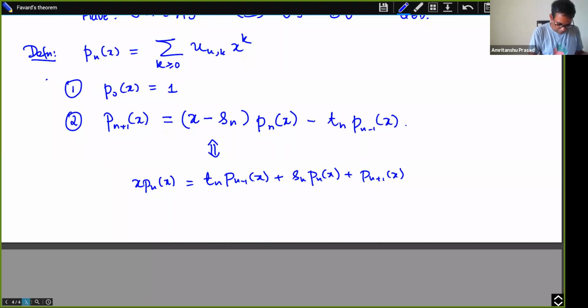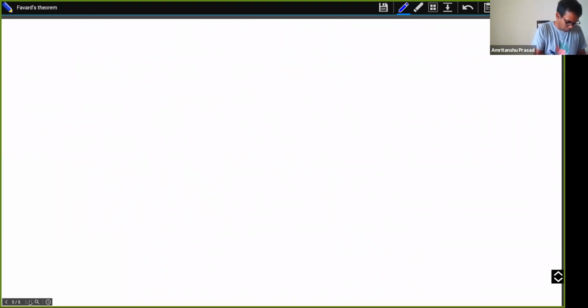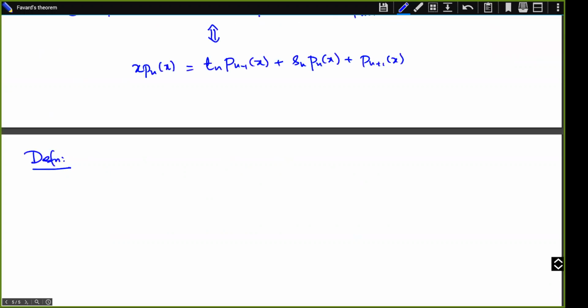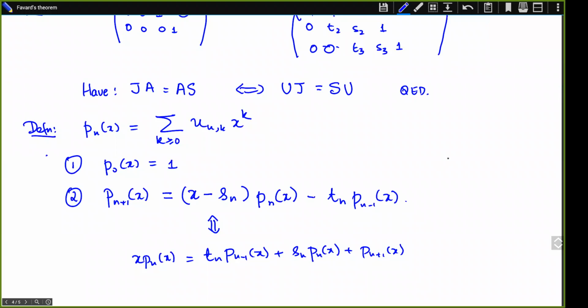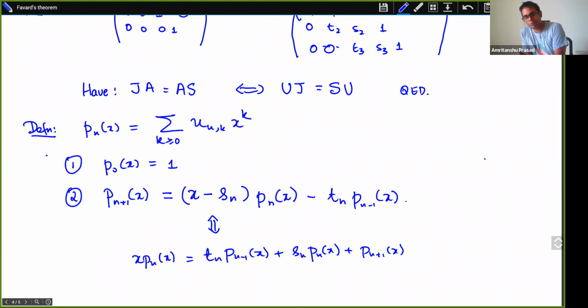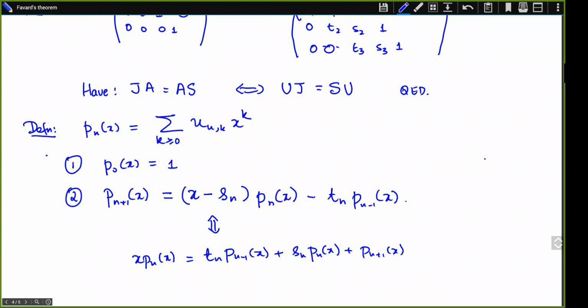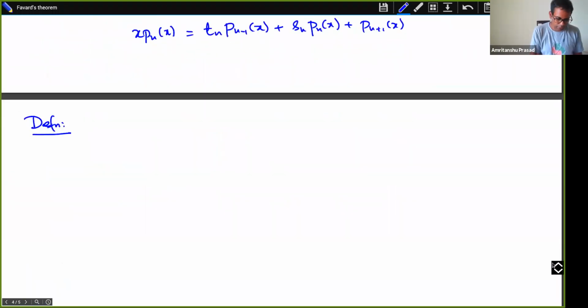And now let me define an orthogonal polynomial sequence. In the previous definition, what we were defining is a sequence of polynomials given by certain relations. This is now dependent on sigma and tau. This is the definition of P_n, based on sigma and tau. Now we have another definition of orthogonal polynomial sequences, which depends on an inner product, or rather, a bilinear form. And these two are equivalent. Favard's theorem says that these two characterizations are equivalent. So let me make sure of the other definition.